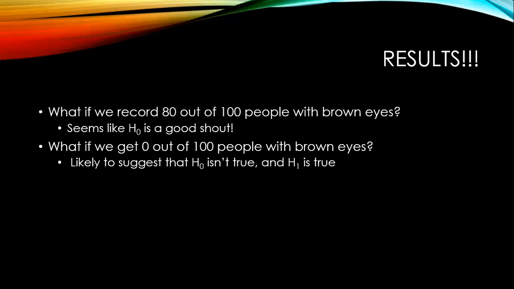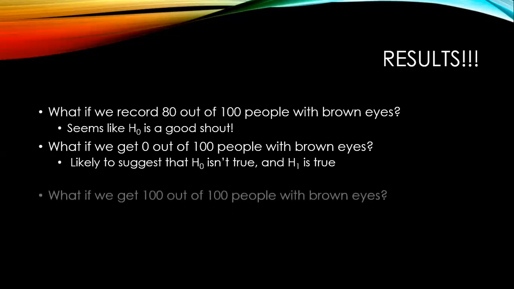Yes, it would suggest that H0 isn't true. Again, it doesn't prove it. Collecting data doesn't prove anything, but it would suggest that H0 is not true. So it would suggest that the proportion of people in the town who have brown eyes is not 80%. So it would suggest that H1, the alternative, the new belief that you came up with, your new suspicion, is true. It doesn't prove it, it would suggest that.